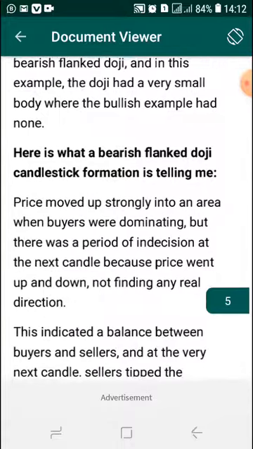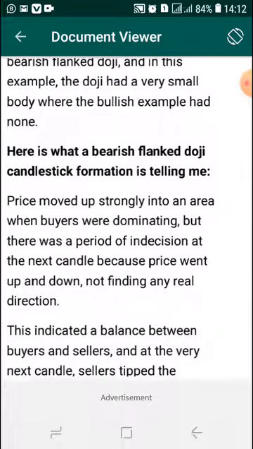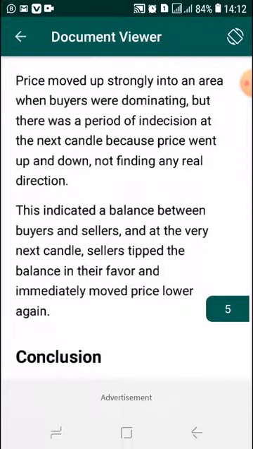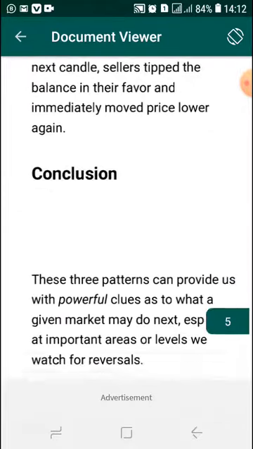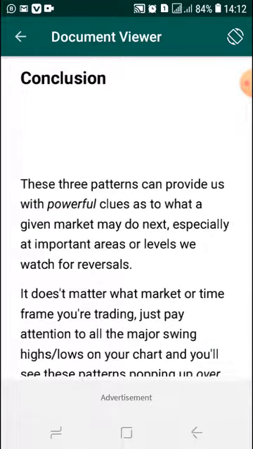Here is what the bearish flagged doji candlestick formation is telling us. Price moved up strongly into an area where buyers were dominating, but there was a period of indecision at the next candle because price went up and down, not finding any real direction. This indicated a balance between buyers and sellers, and at the very next candle, sellers tipped the balance in their favor and immediately moved the price lower. Conclusion: these three patterns can provide us with powerful clues to what a given market might do next.